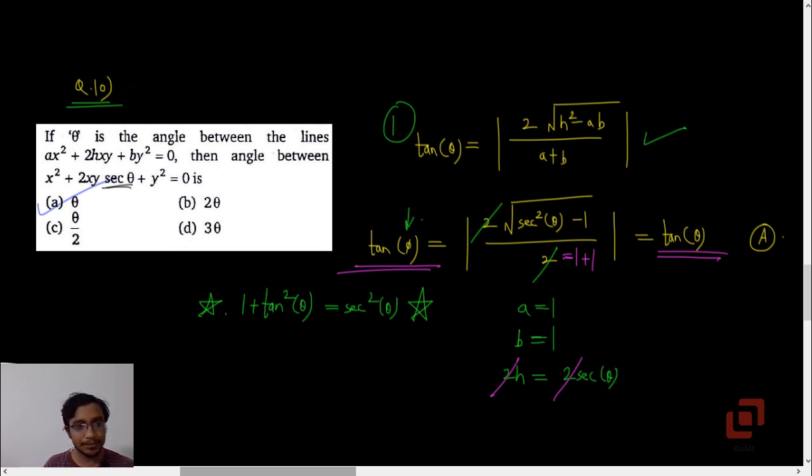This is telling you that if we change the coefficient of xy from 2hxy to 2 sec theta xy, if we change a to 1 and if we change b to 1, then the angle between the two new lines that we are going to get will be the same as the angle between the original lines.